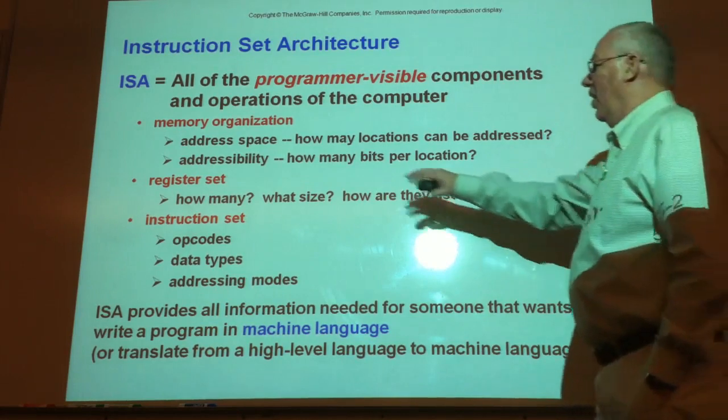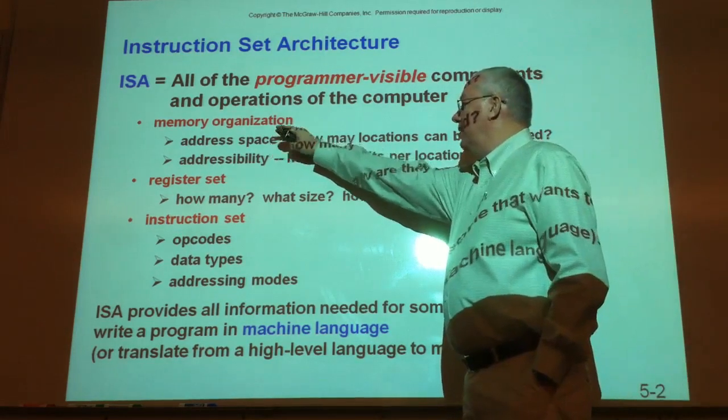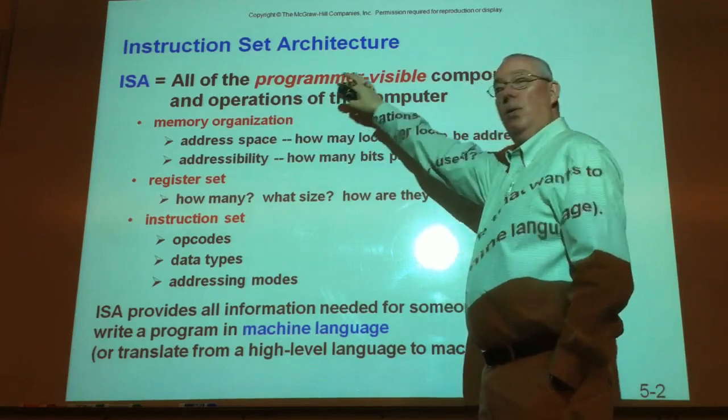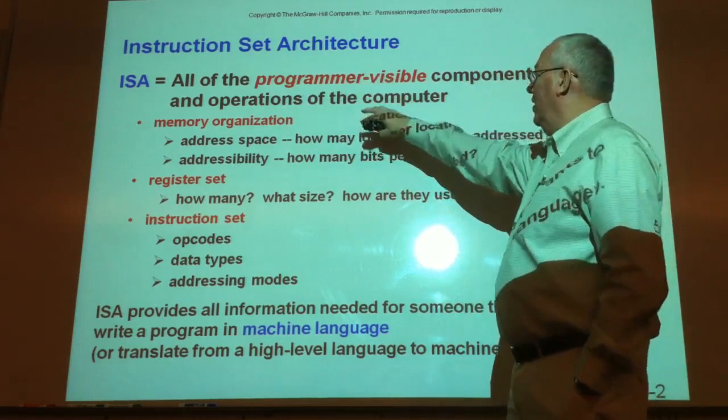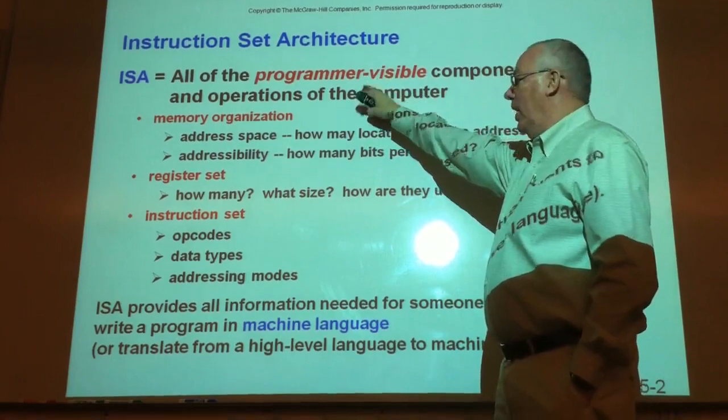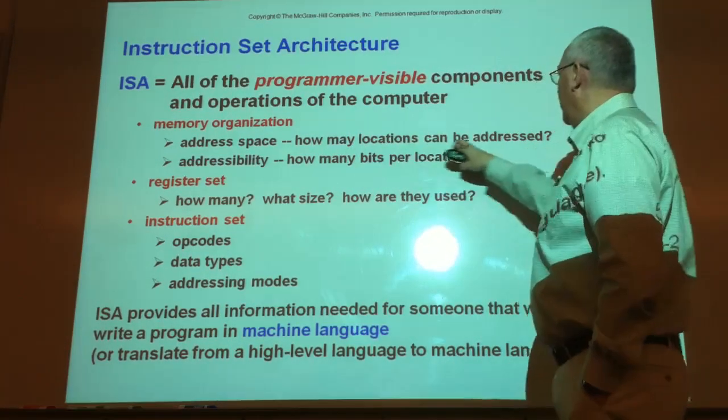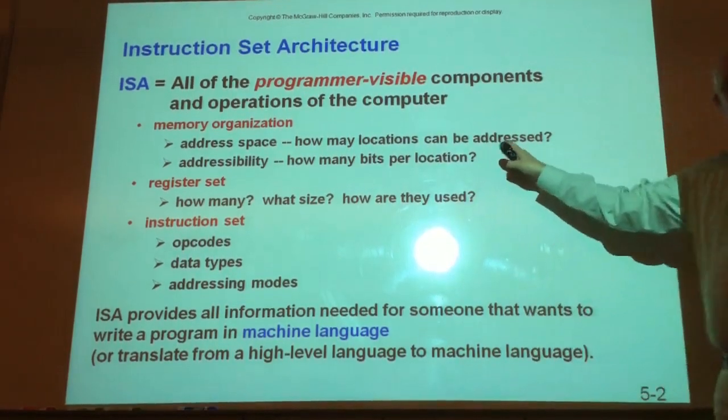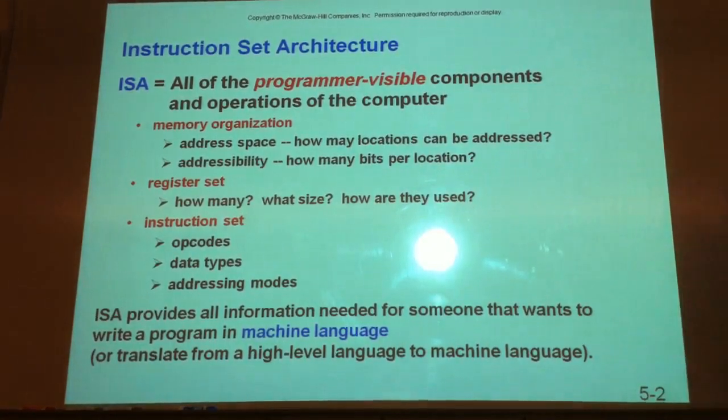indirectly. And then also memory organization is important. You need to understand this. So anytime you program at this architecture, you need to know what's visible to the programmer. You need to know how many locations can be addressed. Let me give you an example.